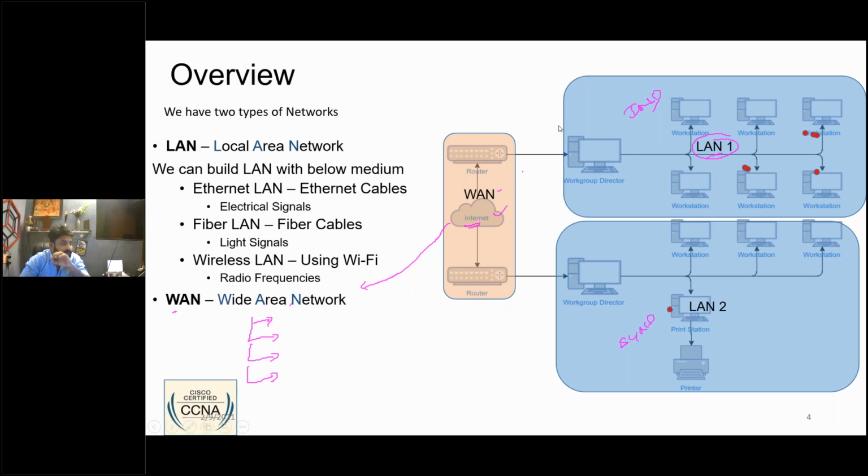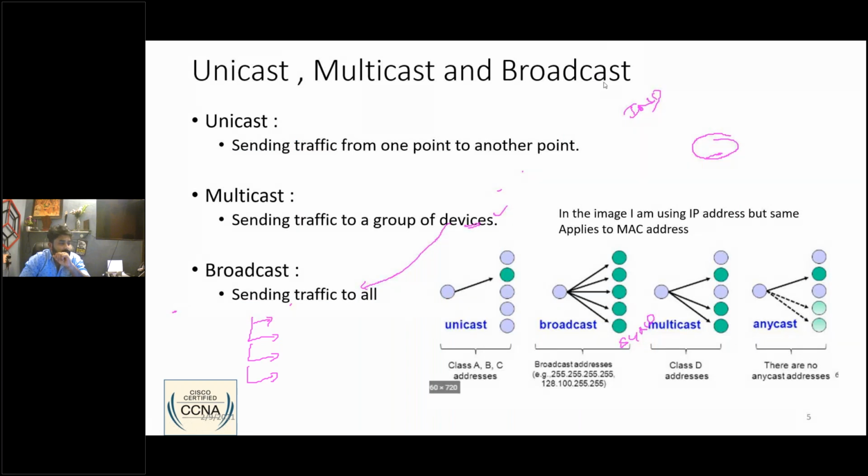Okay, great. Let's talk about some of the different types of communication. The first major type is unicast, second multicast, and third broadcast. Now, what is unicast? Unicast means one-to-one communication.